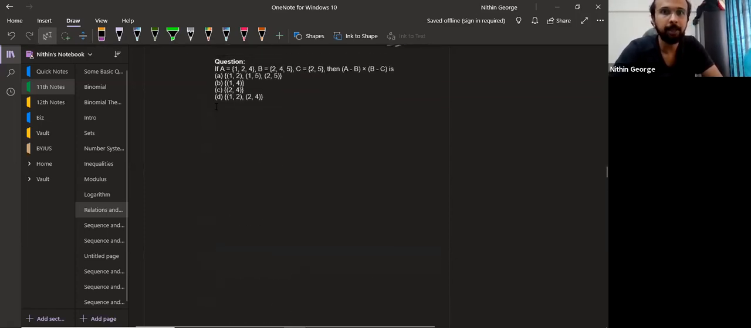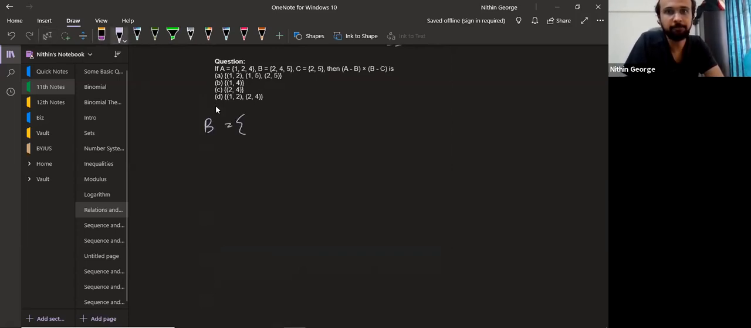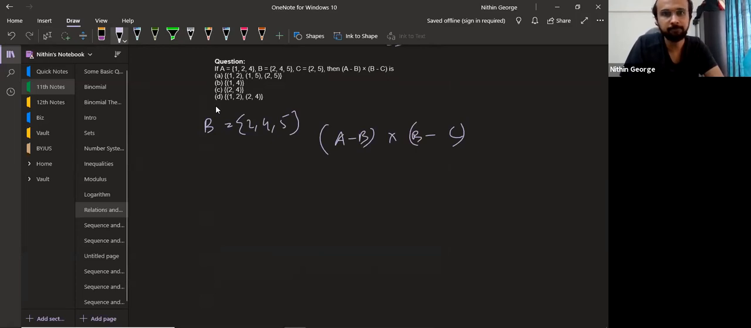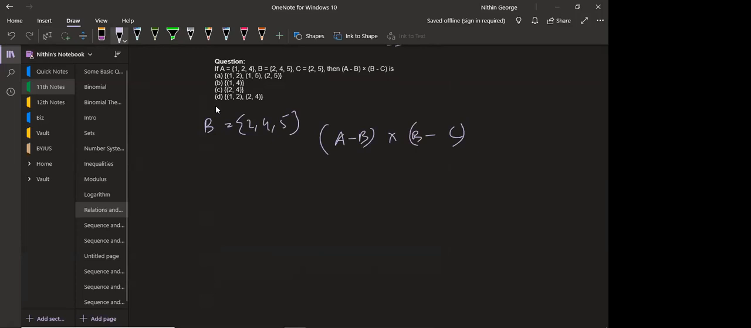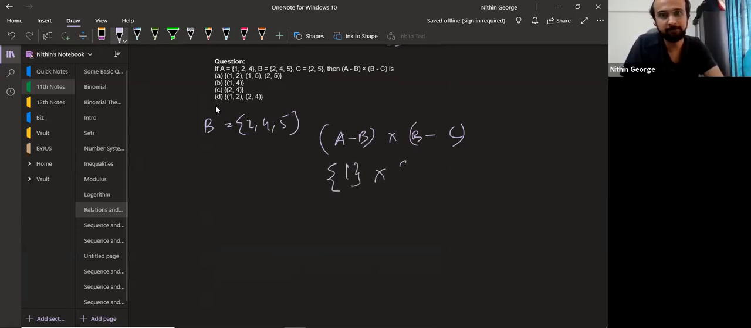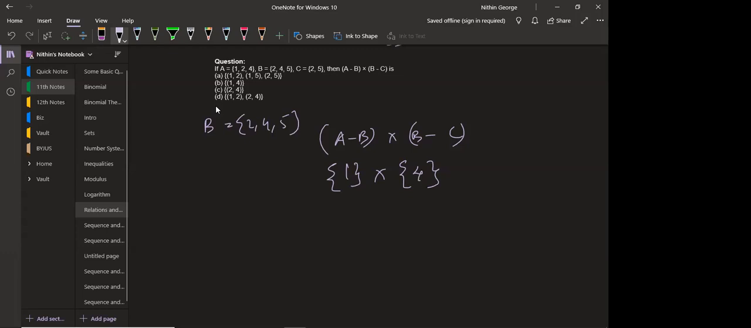Okay. A is {1, 2, 4}, B is {2, 4, 5}, C is {2, 5}. What is (A minus B) cross (B minus C)? What is A minus B? 1. Correct. The set {1}. What is B minus C? 4. What is your answer? (1, 4).